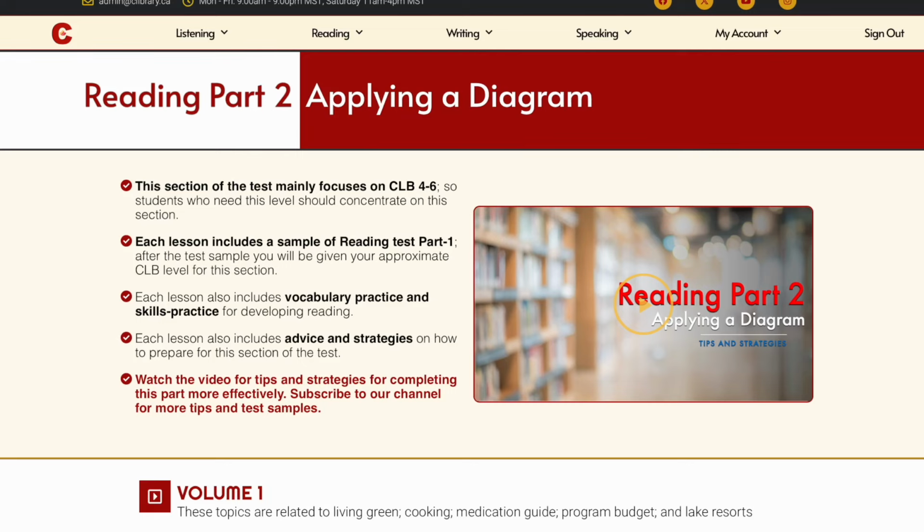Welcome everyone to this reading part 2, applying a diagram analysis. Before we get started, I do want to let you know that reading part 2 is more for lower levels, level 5 to 6, or 5 to 7. That's because the complexity of the text is not as difficult as part 3 or 4, okay? And also, at higher levels, 7 or higher, we should be able to get everything correct here. It's not so difficult.